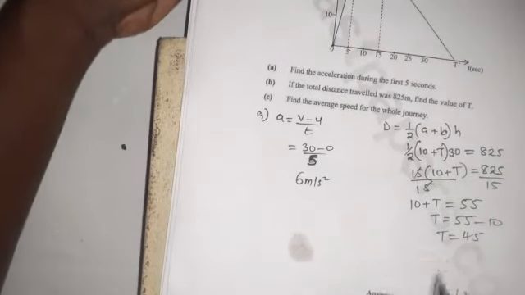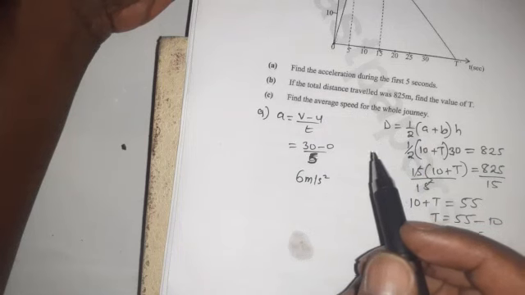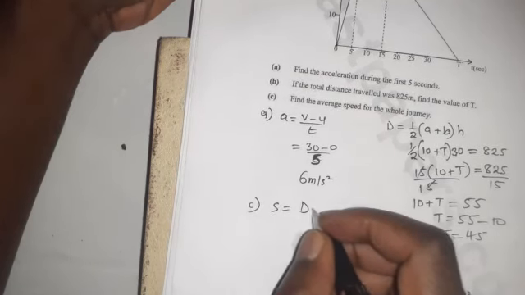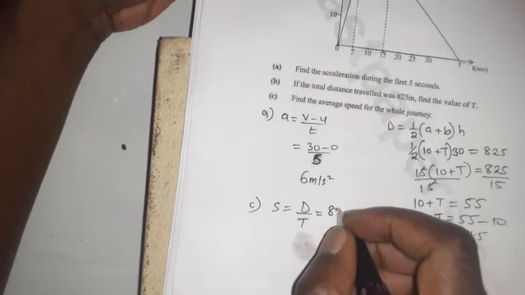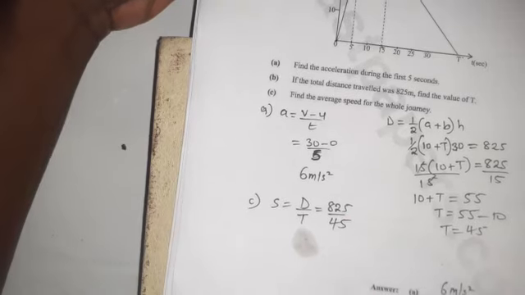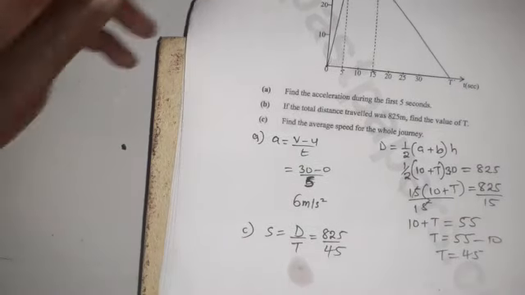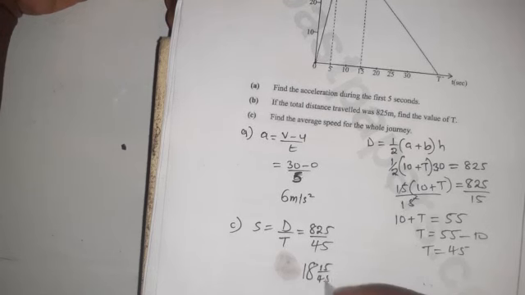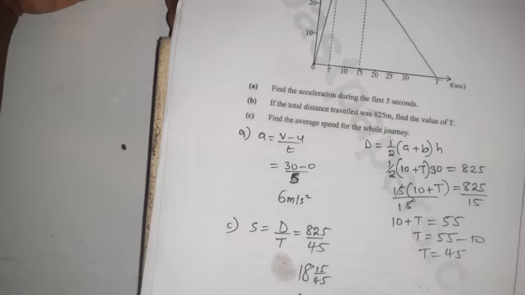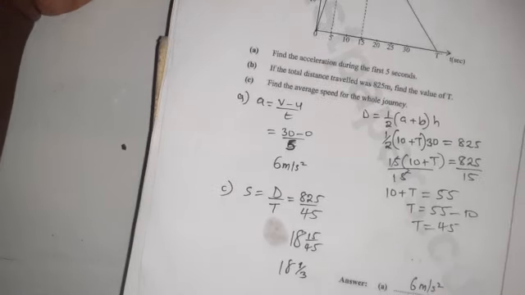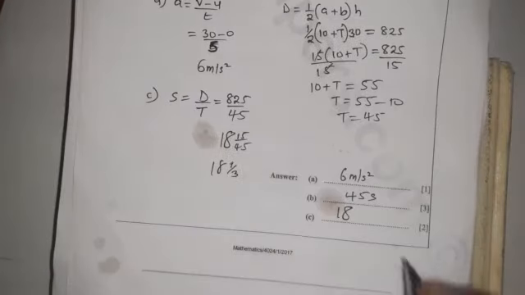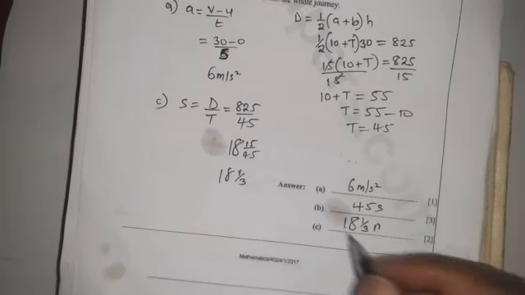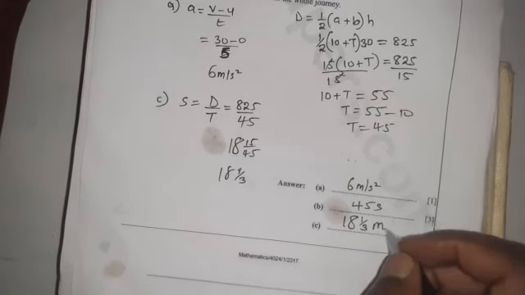Okay. So find the average speed for the whole journey. Now the average speed for the whole journey, you need to do speed. Speed is equal to distance over time. So distance is 825, and then the time is 45. So you can divide this. What do you get? Okay, you're going to get 18 remainder 15 over 45, and this can be reduced to 18 1 over 3. Okay, so this is what we are going to get as speed.